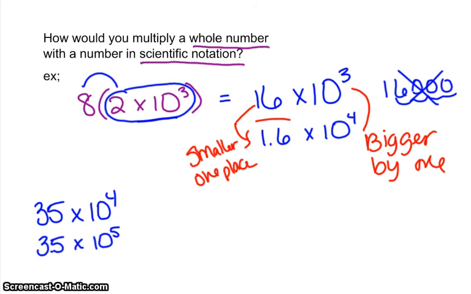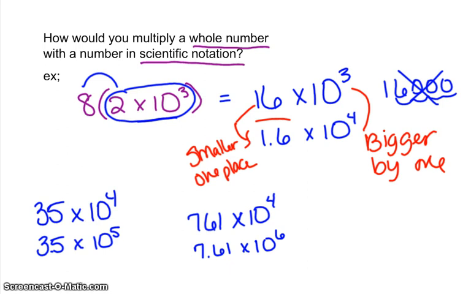If I have to take one like 761 times 10 to the 4th, I'm going to have to move the decimal point 2 places smaller. So I'm going to make the exponent 2 bigger. Kind of balances it out. If you make the whole number smaller, make the exponent bigger. All right, I think you're ready to move on and try some of the worksheet. It's attached.